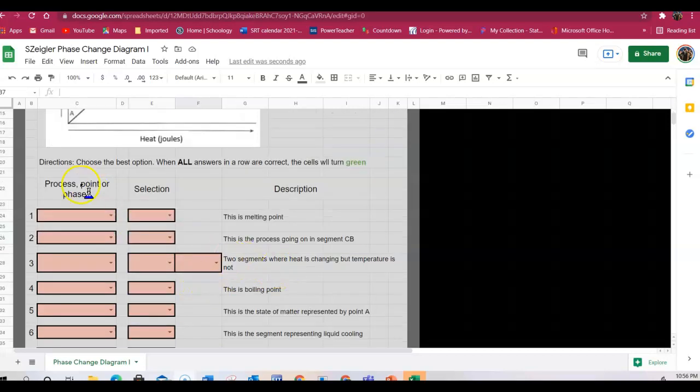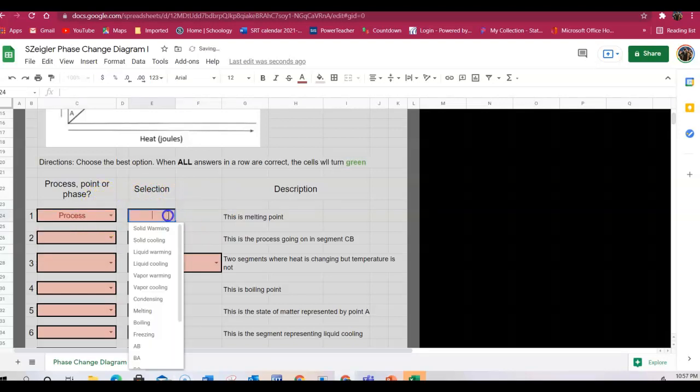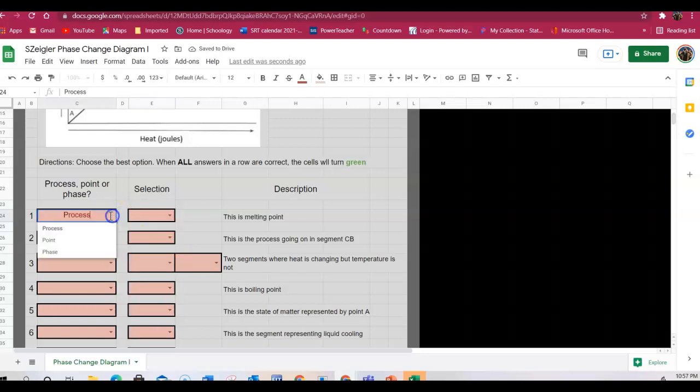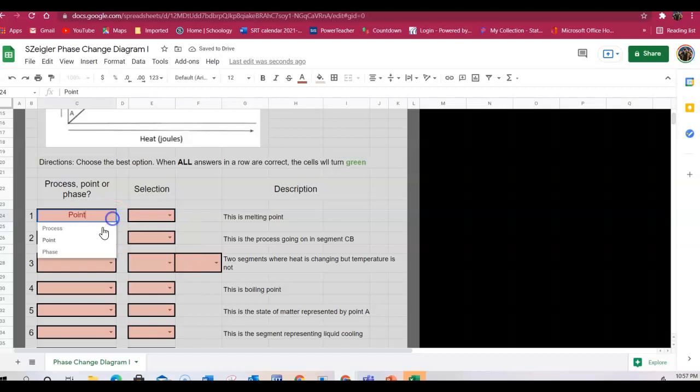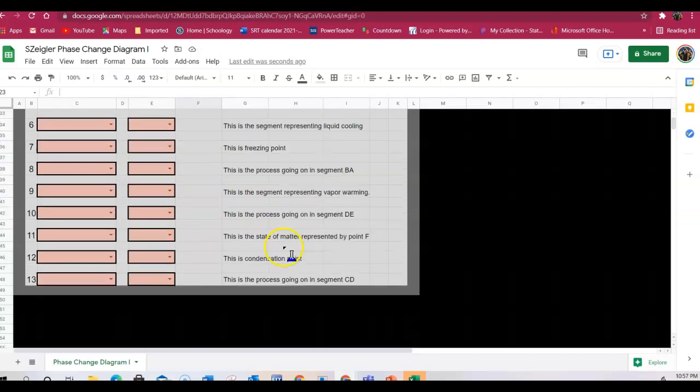So here you have your different choices. It's either process, point, or phase. Once you pick whichever one you pick, these are all your choices. For example, if I pick process, these are all your choices. If I pick point, these are all your choices. If you pick phase, these are all your choices. So again, you just have to make sure that you know if it's a point, a process, or a phase based off of what the description is.